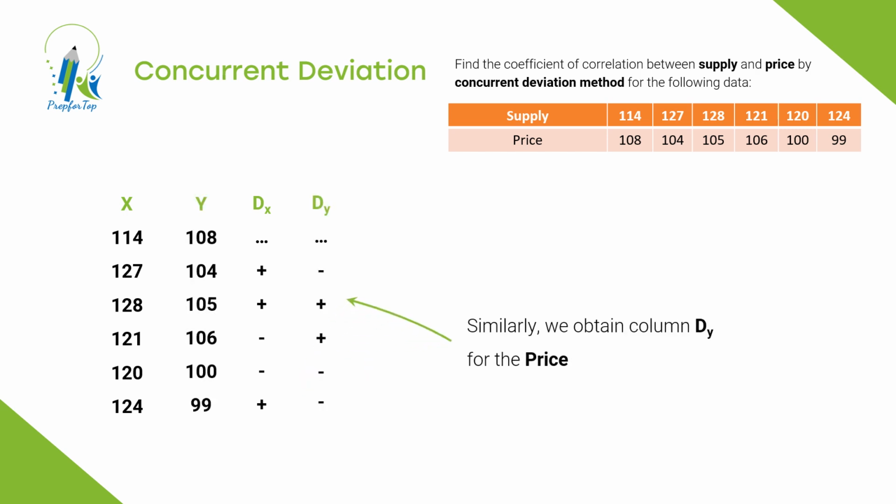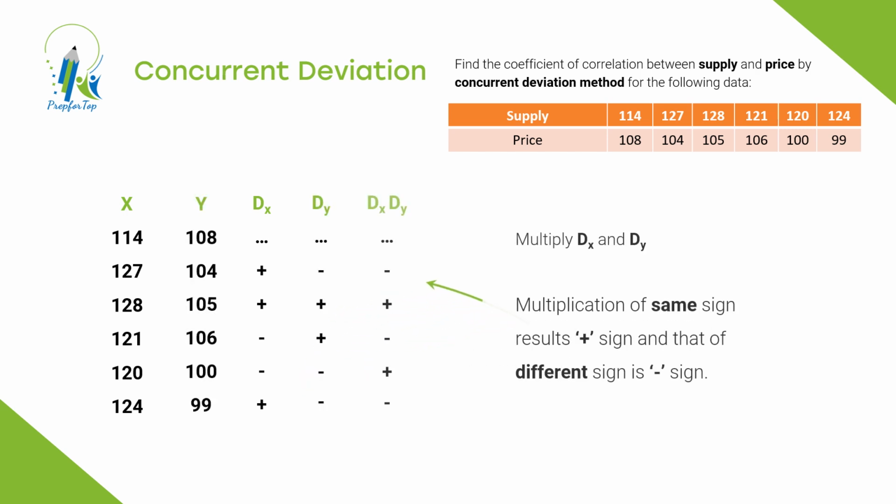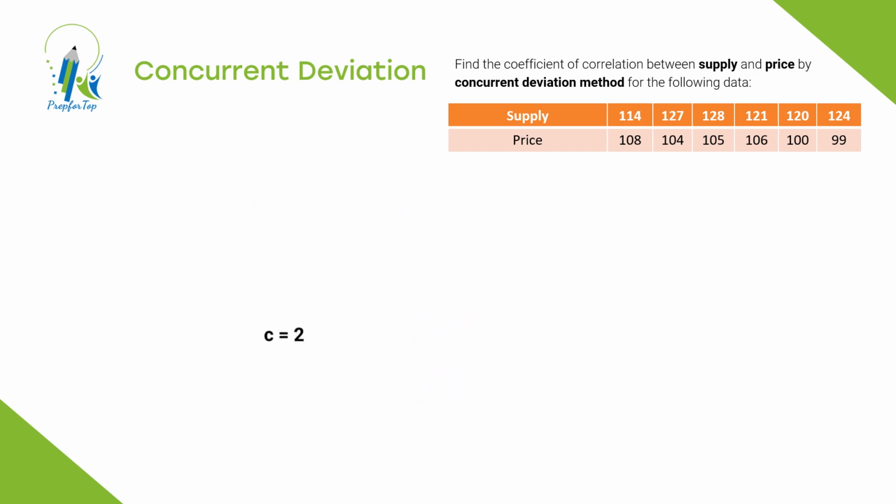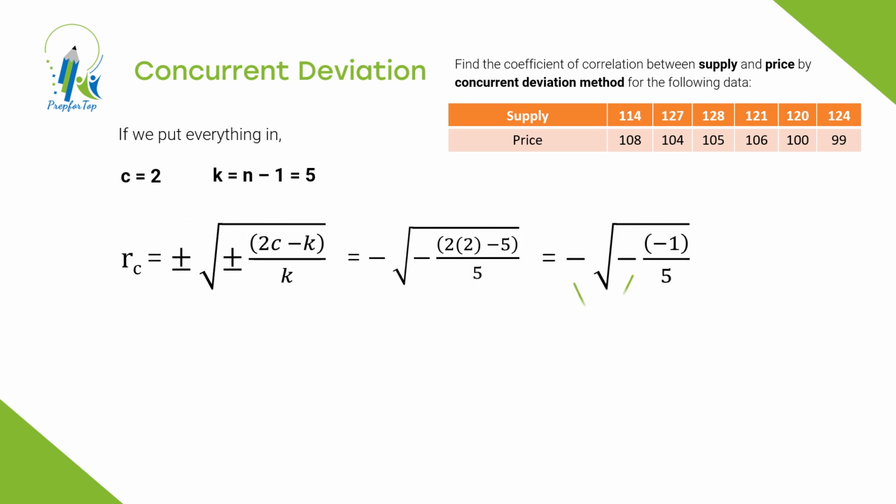Similarly, we obtain column dy for price. Multiply dx and dy: multiplication of the same sign results in a plus sign, and that of different signs is a minus sign. Number of plus signs, C equals 2. If we put everything in, the correlation between supply and price is negative.